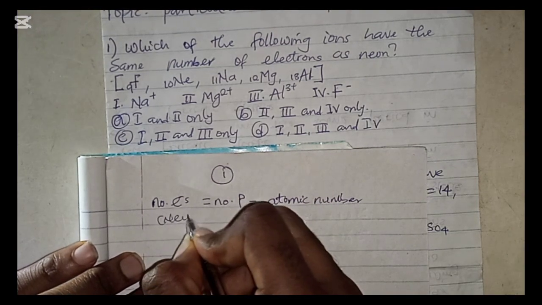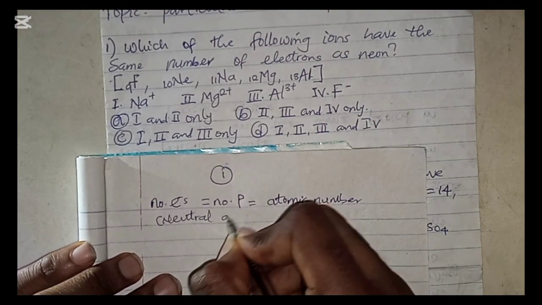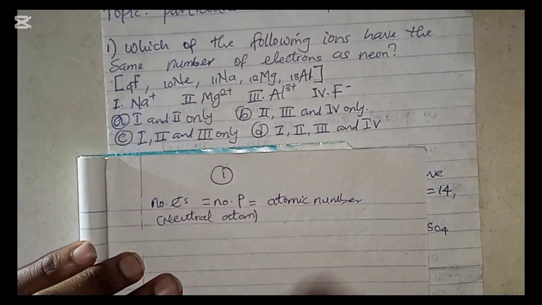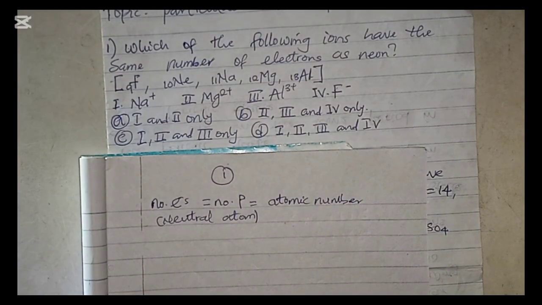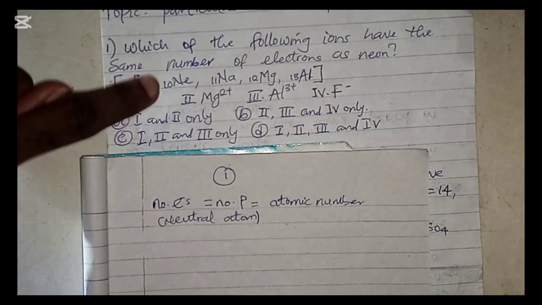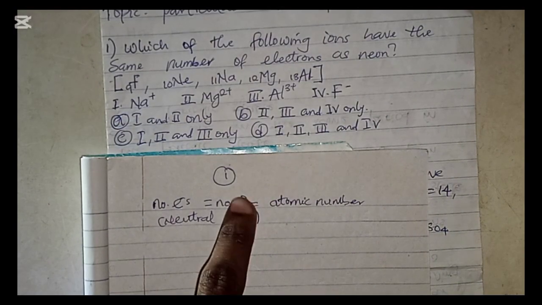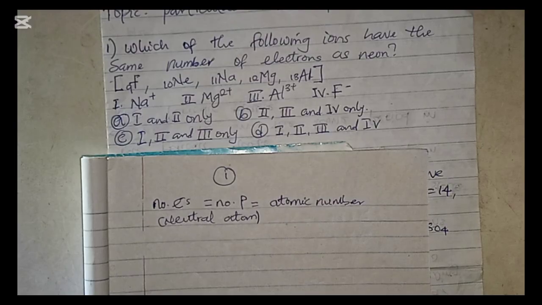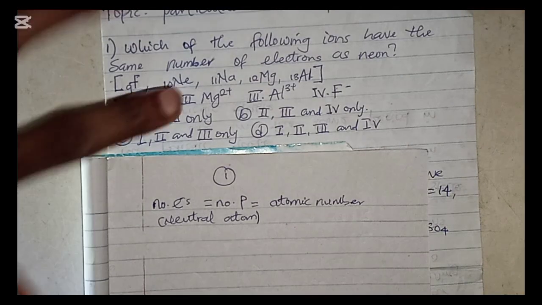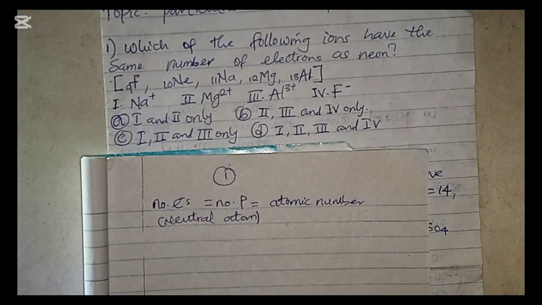Don't forget, this is for a neutral atom. Now, neon is a neutral atom and its atomic number is 10. So if the atomic number is 10, the number of protons is 10 and the number of electrons is also 10. But for ions, you can lose electrons.